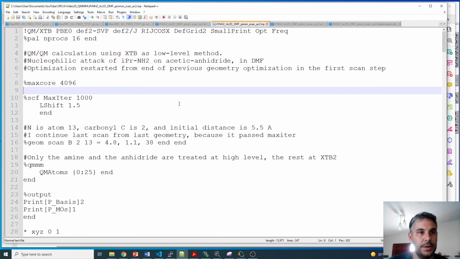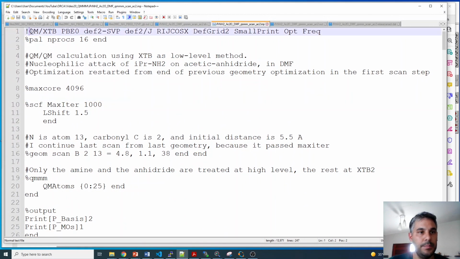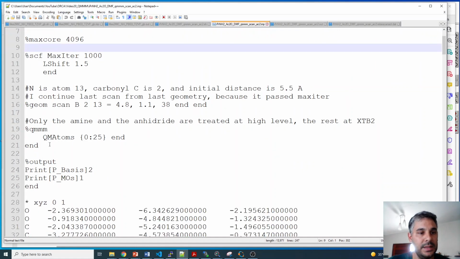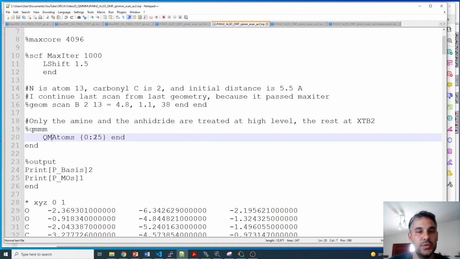So here you can see that I'm putting the keyword QM/XTB. And then for the QM method, I am using the PBE0 functional with def2-SVP basis sets on all atoms. These are only the atoms from the acetic anhydride and the isopropylamine molecules. So then I choose other standard options. And then this is important. I am defining that the QM atoms go from 0 to 25.